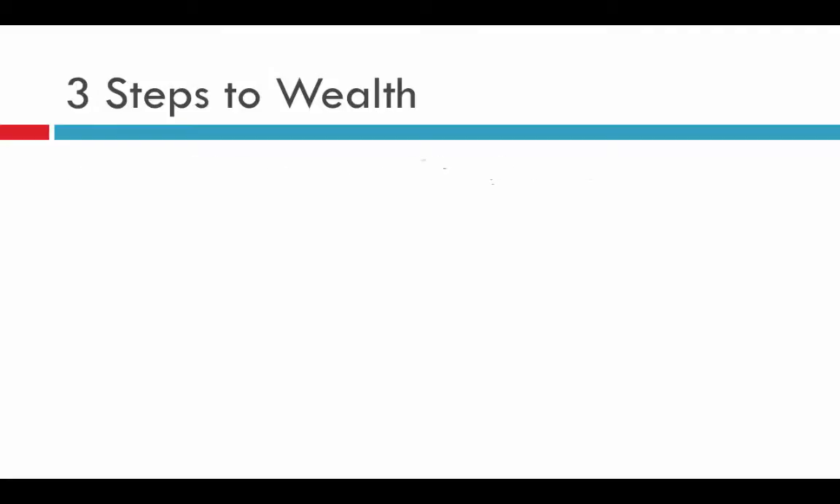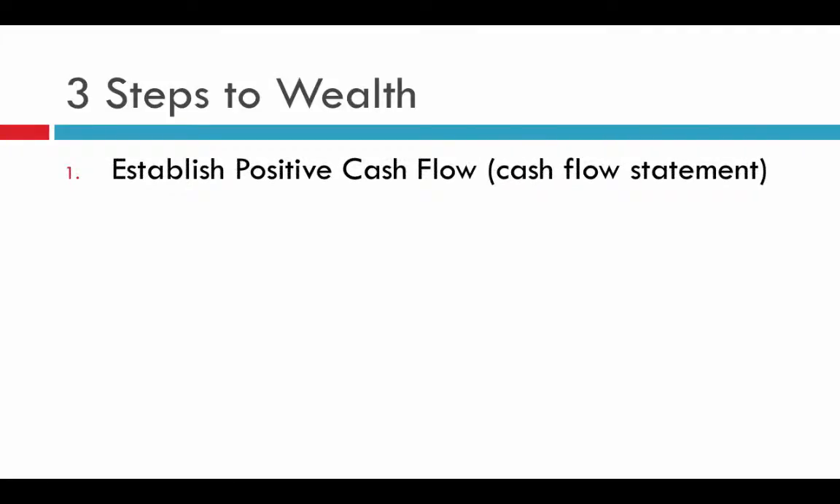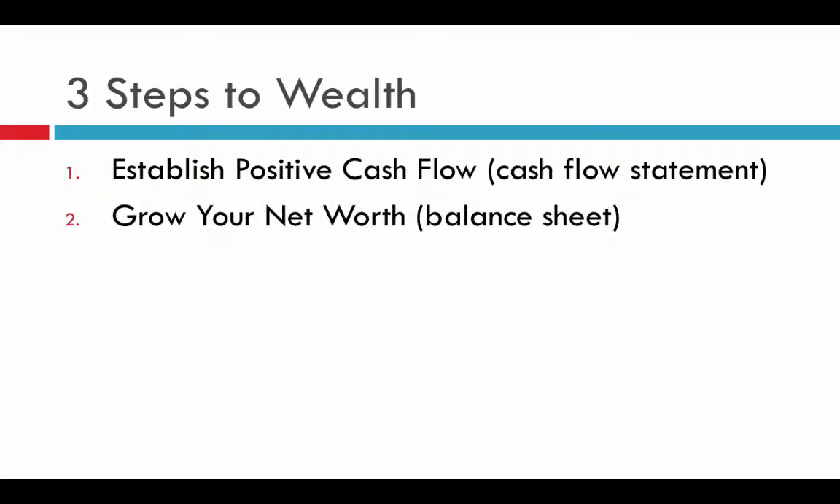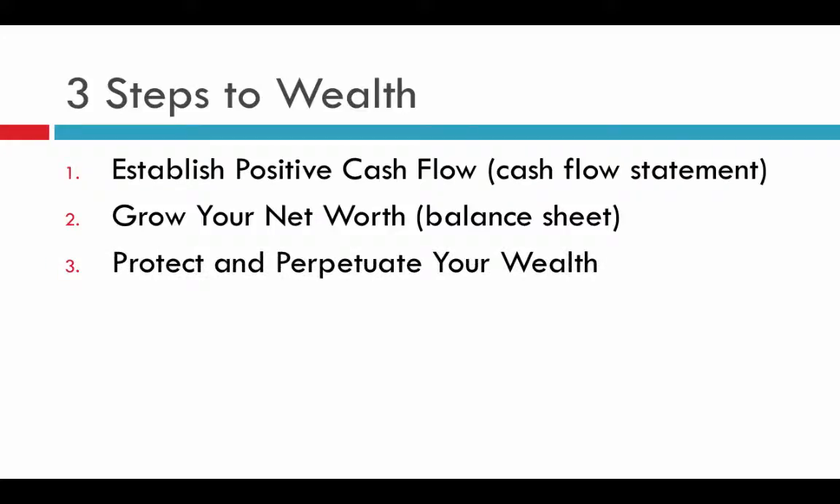What are those 3 steps? Step 1, you must establish consistent, positive cash flow. What does that mean? Going back to our cash flow statement, it means that when you subtract all the expenses from your income, you still have something left over. The more you have left over, the better, because that takes us to step number 2, growing your net worth. You do this by using as much of your income as you can to buy assets and reduce or eliminate liabilities.